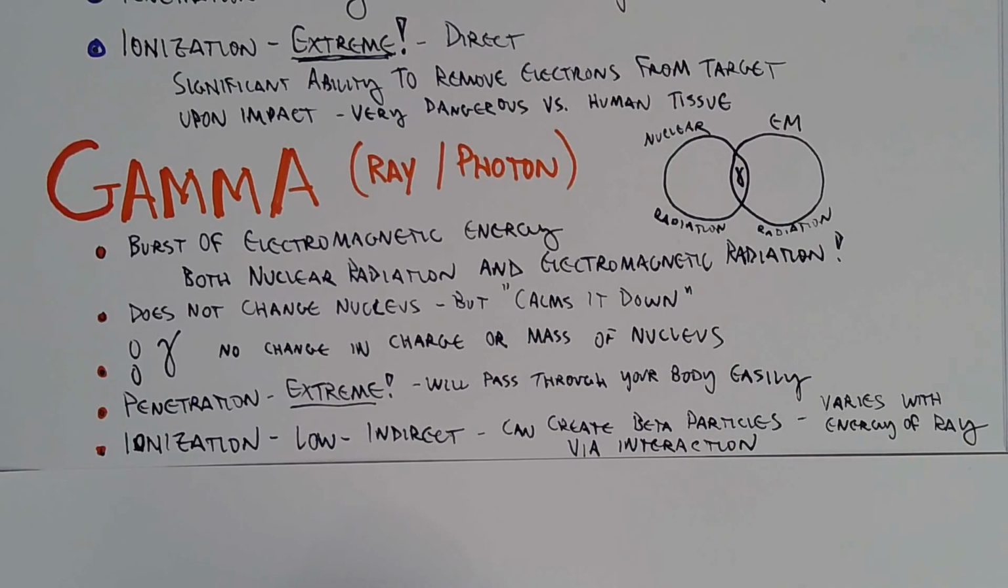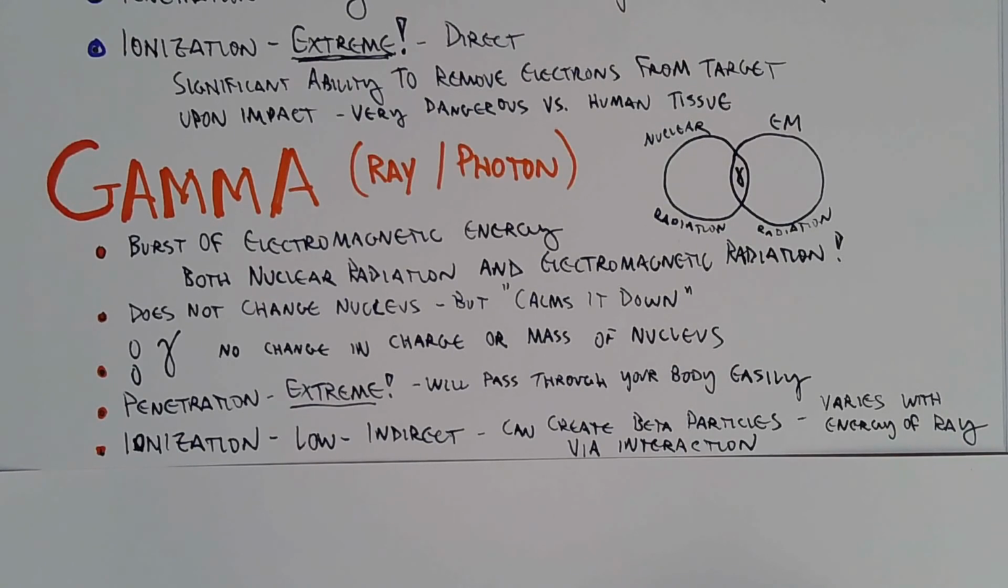As I understand it, although it can directly knock an electron off as well. So generally speaking, in terms of the interaction I just talked about, it can create beta. We'll talk about that in a minute. And also the type of interaction that it has varies with the energy of the gamma ray. Depending on how energetic the gamma ray is, it will actually do different things to atoms as they interact with it.